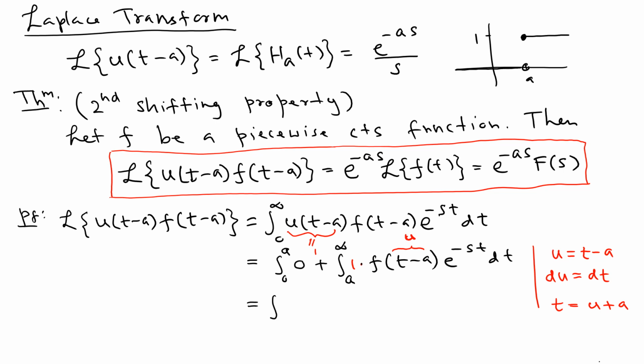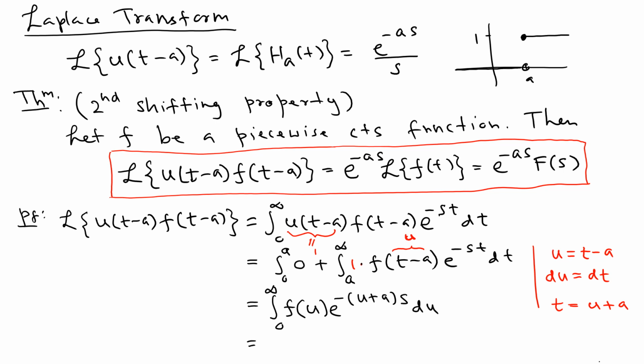What are the limits now? When you plug in a for t, this becomes a minus a, which is 0. So the new limit is going to be 0 to infinity. Infinity does not change. And then f of t minus a equals f of u, e to the minus st, where t is equal to u plus a, times s, and dt equals du.